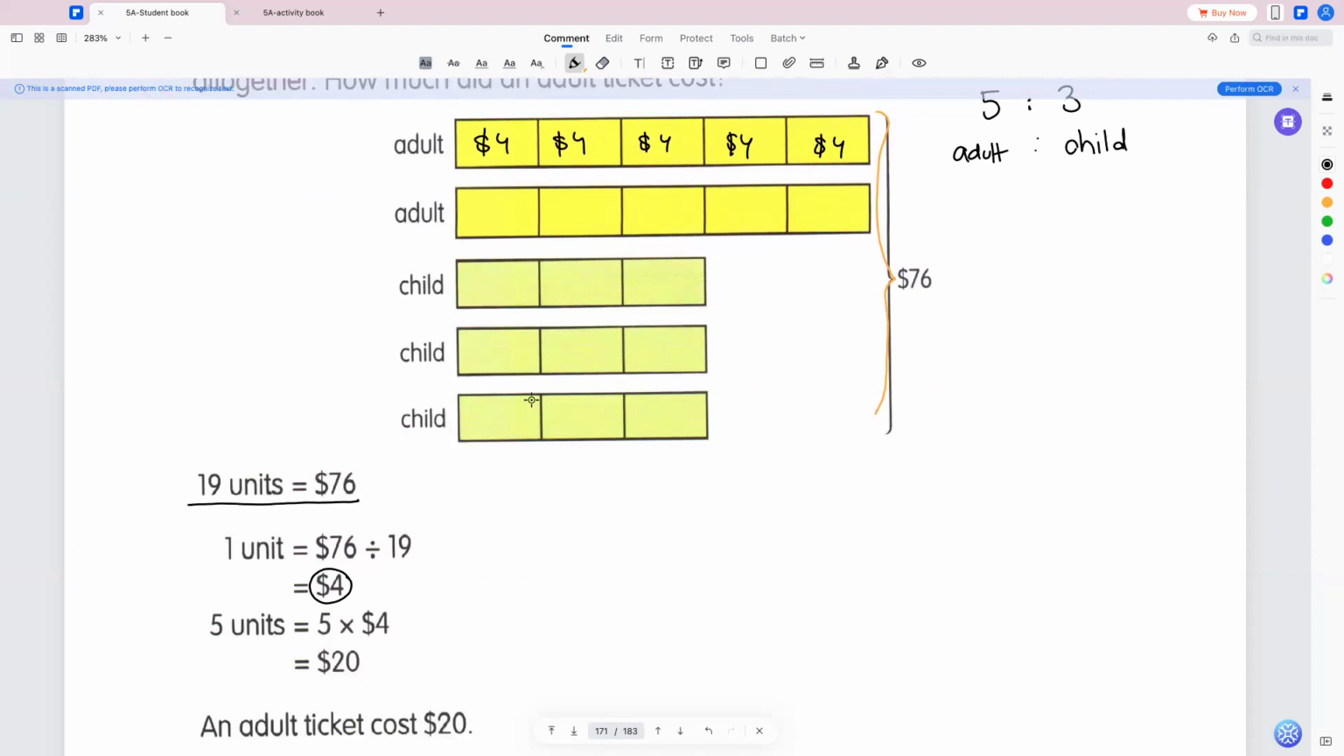Can anybody tell me how much a child ticket costs? If we're using the same process, just one child ticket. Jolene, go ahead. $12. Yes, good job. $12, right? Similar set of steps that we're going to follow. Again, you want to find out how much one unit is. Using your ratio, we can multiply and figure out how much a child ticket costs, how much an adult ticket costs, based on whatever the question is asking you.